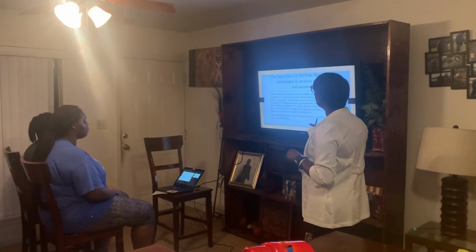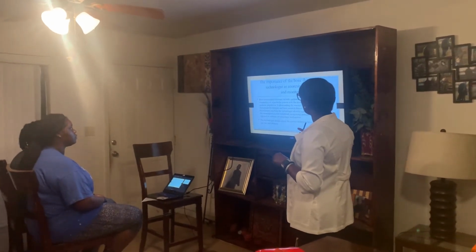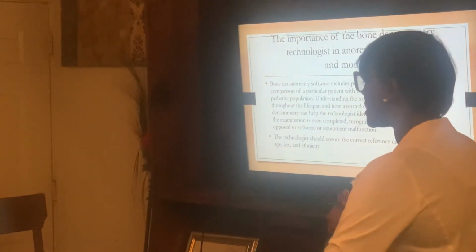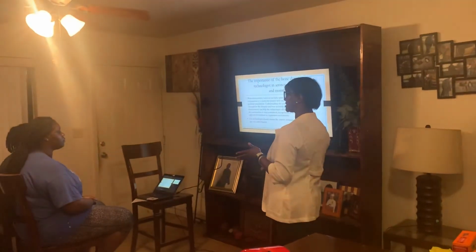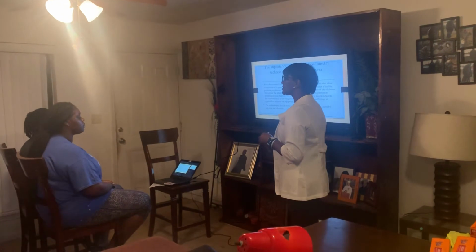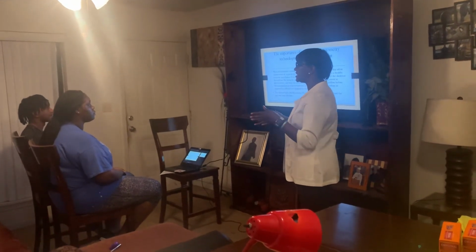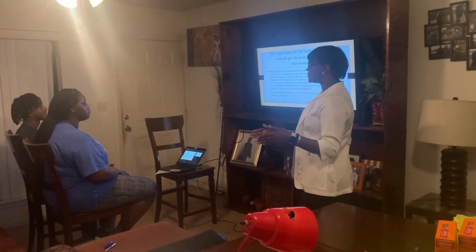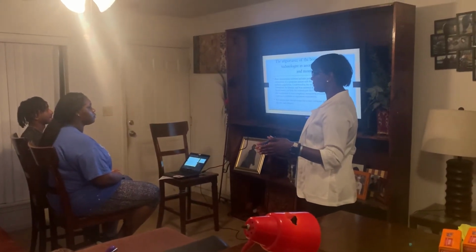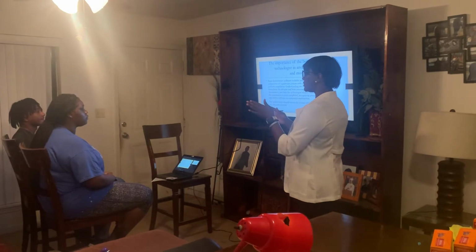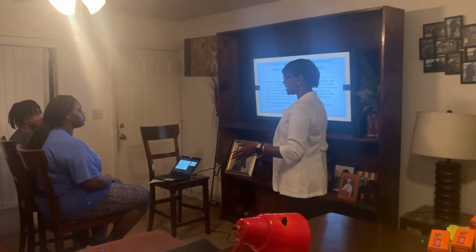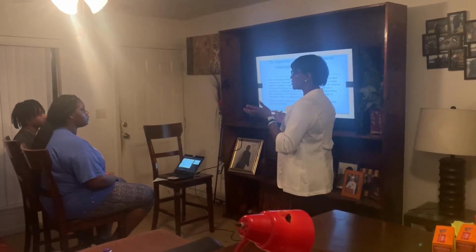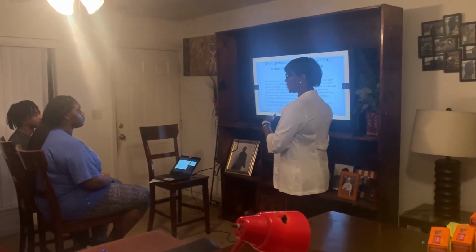Okay, so the importance of the bone density technology and this disorder and how to monitor it all goes back to how knowledgeable the technology is. The technology should be well rounded about each stage. The technology should know what the bones should look like for a normal pediatric patient, what the bone structure should look like for a teenager from 13 to 18, what the bone structure should look like for older adults.